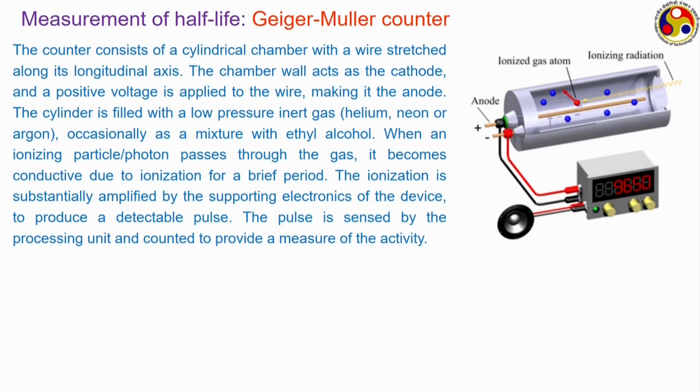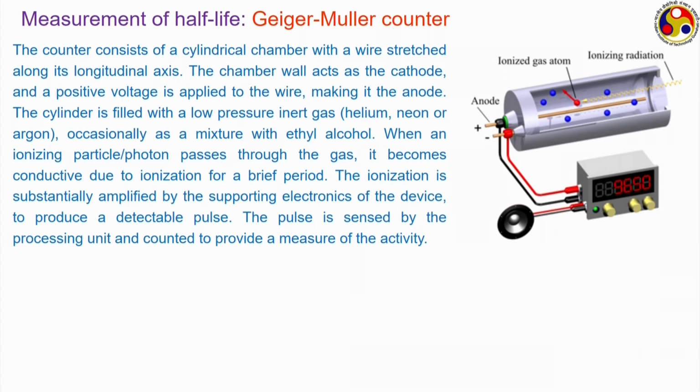We do not need to know the number of protons and neutrons separately. There are several ways. This is one of the classical ways of doing this, that is by the Geiger-Müller counter. This counter is actually a cylindrical chamber which has a wire stretched along its longitudinal axis. The chamber wall is charged to become the cathode, whereas a positive voltage is applied on the wire, making it the anode.